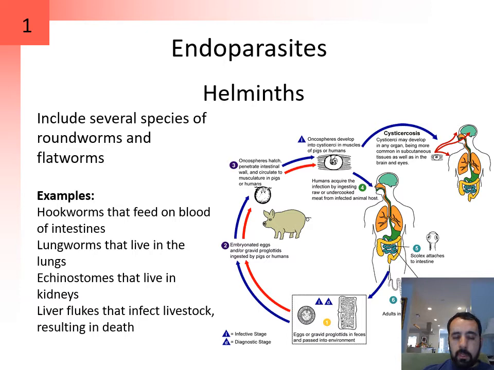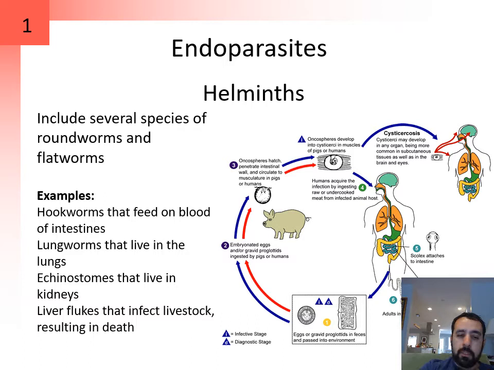Helminths, which are roundworms and flatworms, can diminish the resources of the host too. And there are many different types. We have hookworms, lungworms, tapeworms, flukes, and so many different types, right? But let's talk about this specific helminth here, which is tapeworms, right?